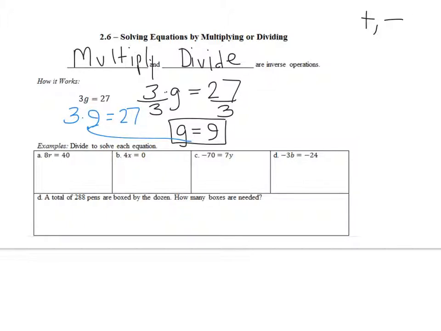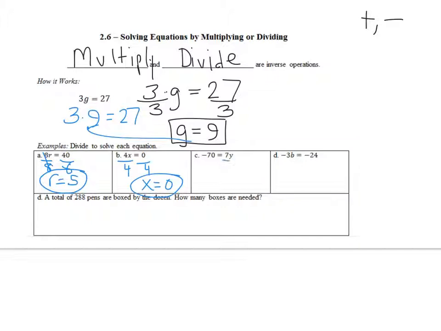Examples, let's divide to solve each. So we have 8 times r equals 40, so we're going to divide both sides by 8. So this cancels out, because 8 divided by 8 is 1. So r equals 5. Now we have 4 times x equals 0. We're going to divide both sides by 4. So x equals 0.